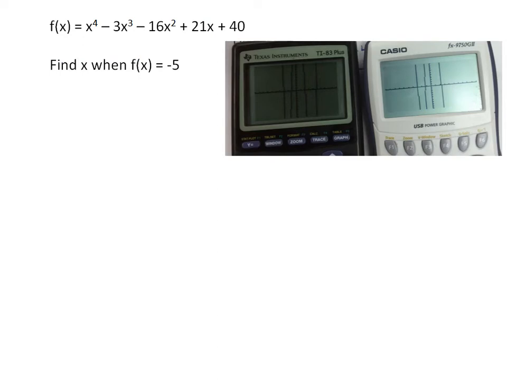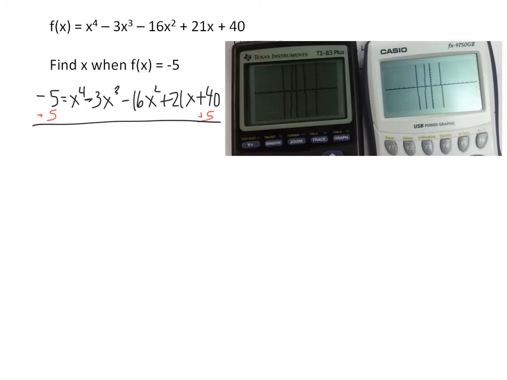Okay, now in this last example, we have our function, and we want to find x when f of x equals negative 5. So go ahead and write the equation and plug in negative 5, and then solve and make sure the equation equals 0. Okay, so we get 0 equals x to the 4th minus 3x to the 3rd minus 16x squared plus 21x plus 45. And again, definitely make sure you get that equation equal to 0 before you put it into your calculator, or you will get the wrong function.